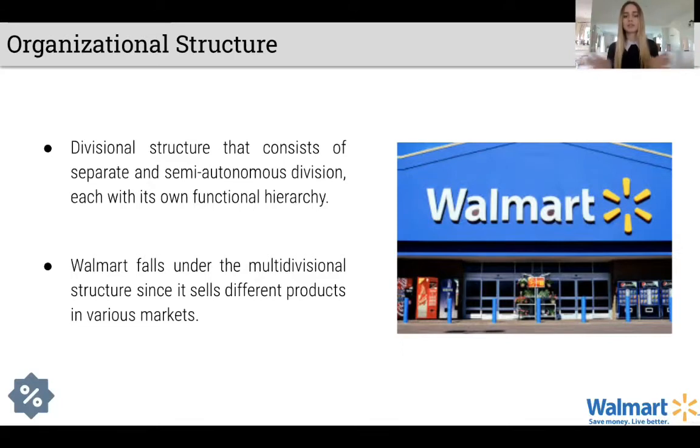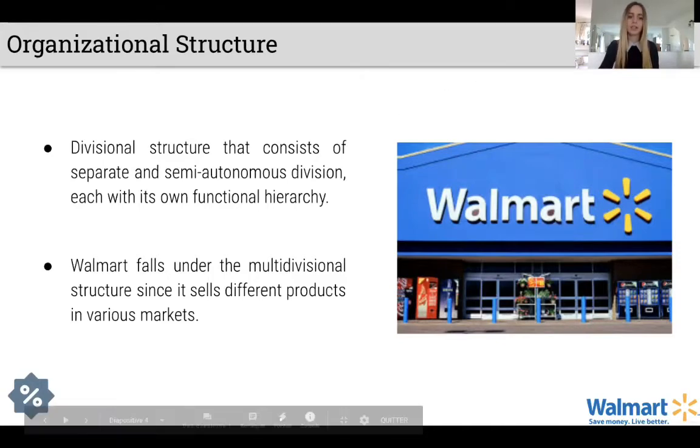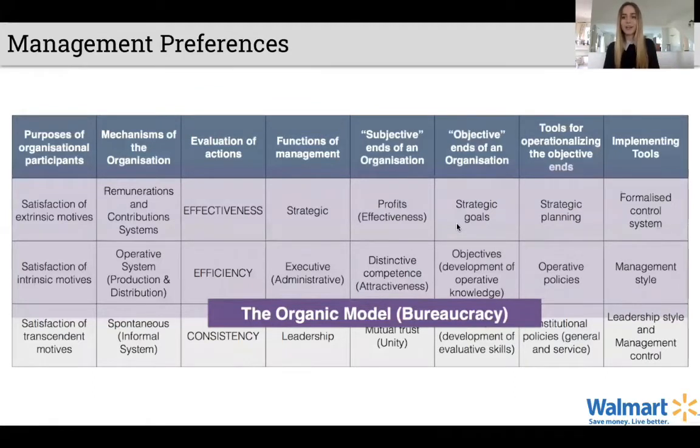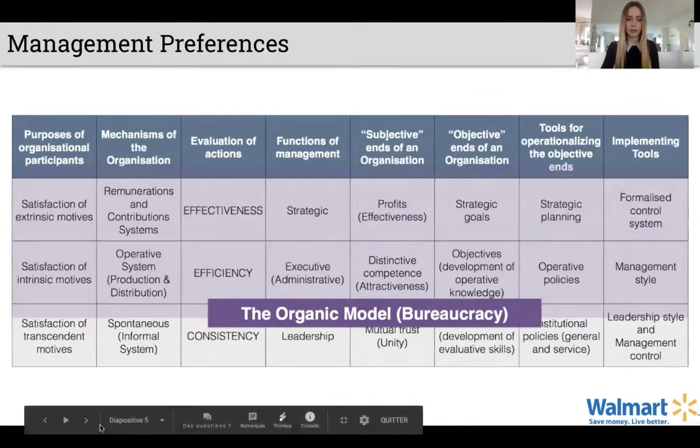Walmart has a divisional structure that consists of separate and semi-autonomous divisions. In each of them, they have their own functional hierarchy. Walmart falls under the multi-divisional structure since it sells different products in a variety of markets. For the management preferences, Walmart has an internal hierarchy and written rules and regulations which help to create a cohesive and organized structure to increase efficiency, making Walmart a true example of bureaucracy within corporate America.